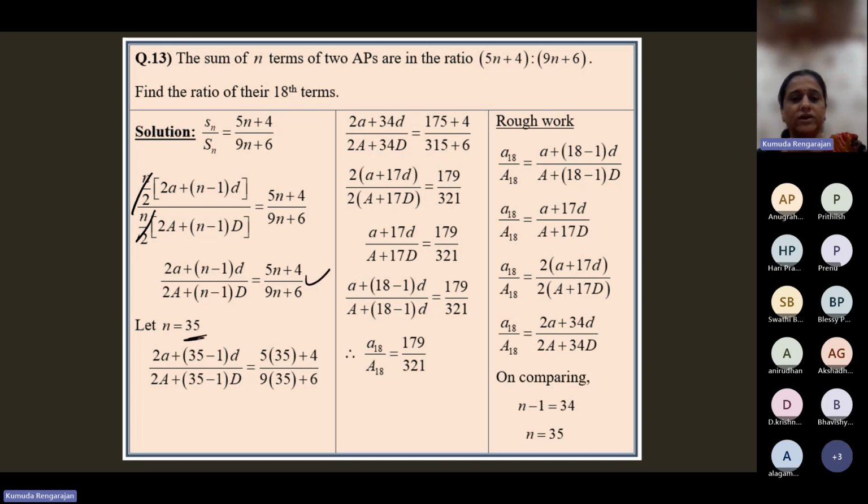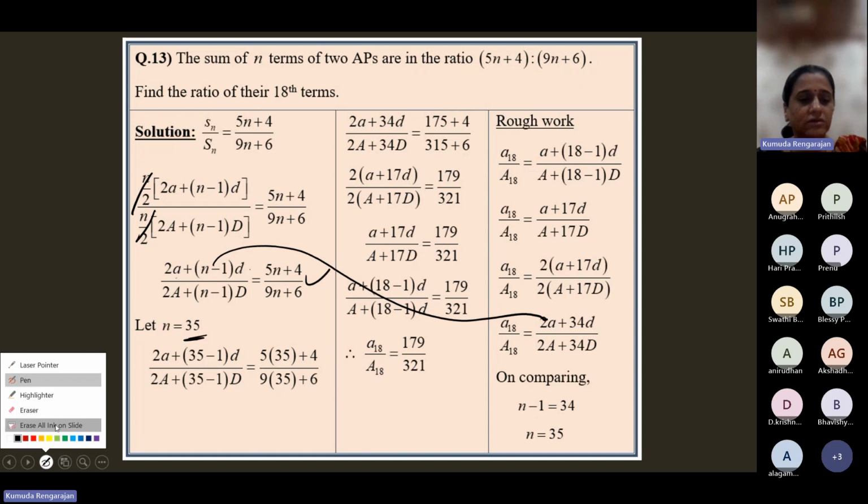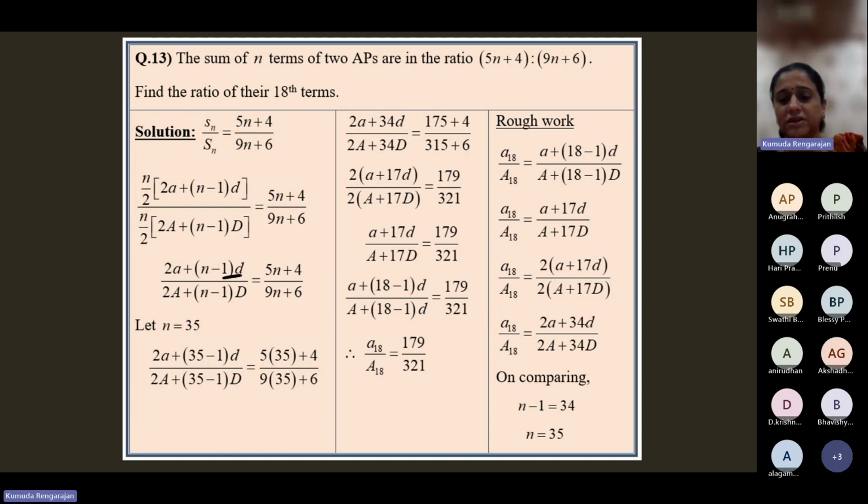Now, how did we get n as 35? On comparing. What did we compare? We compared the numerator here and the numerator here, 2a plus n minus 1 into d and 2a plus 34d. When you compare the d terms, the d term here and the d term here, n minus 1 is equal to 34. So n is equal to 35. Because here 2a, 2a, n minus 1 into d, 34d. So n minus 1 is equal to 34, n is 35.